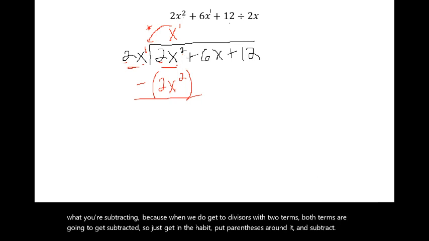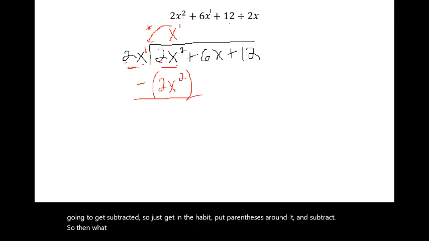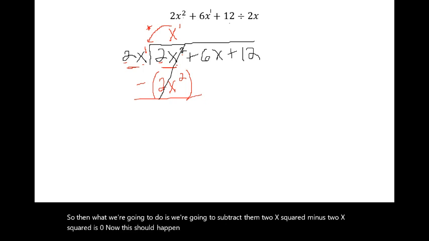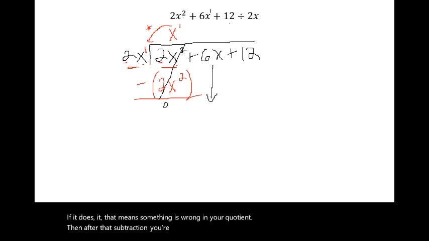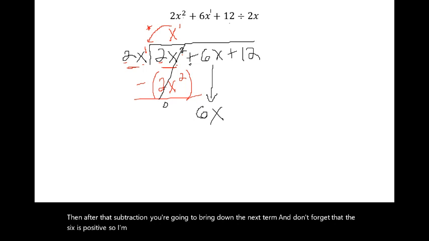So then what we're going to do is subtract them. 2x squared minus 2x squared is 0. These two terms should cancel out to 0. If they don't, that means something is wrong in your quotient. Then after that subtraction, you're going to bring down the next term, and don't forget that the 6 is positive. So I'm going to bring 6x down here, and then I'm going to go through that process again.